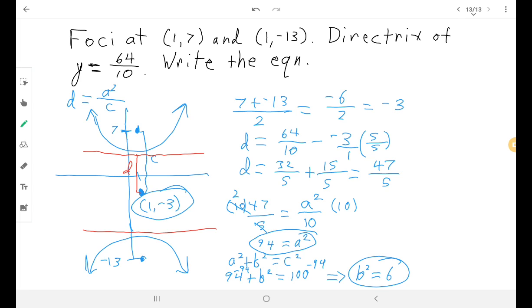It opens in the y direction, so it's y minus k. So let me put it over here, kind of running out of room. (y minus k) where k is -3, so minus -3 is like +3, squared, over a squared, which is 94, minus (x minus h), which is 1, all squared, over b squared, which is 6, equals 1. And so there we have the equation of that hyperbola.